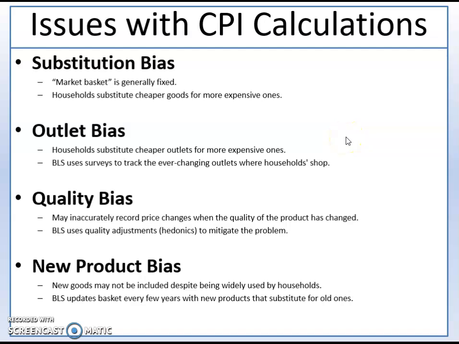Another bias is the outlet bias. This is kind of similar, but instead of substituting apples for oranges, we're substituting where we do the shopping. So, for example, if the Bureau of Labor Statistics is going to Vaughn's and believes that you're buying your groceries there, and the price of groceries at Vaughn's is going up, they're seeing that as inflation. They're registering that as inflation. But what households often do is they substitute outlets. You might start going to Grocery Outlet, or you might go to Dollar Tree, or a more inexpensive venue to get those goods. So the inflation that you feel in your household may not be as extreme as what is reflected because the Bureau of Labor Statistics believes you're still shopping at Vaughn's. The Bureau of Labor Statistics does use various survey methods to determine where people are shopping, but the ability of households to change their baskets and where they shop is much more rapid than what the Bureau of Labor Statistics can keep up with.